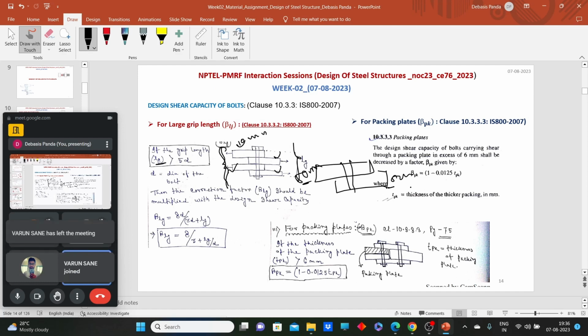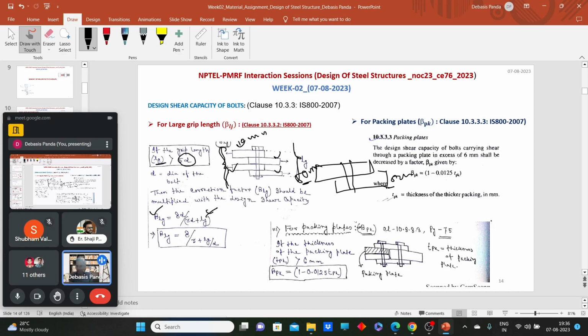If the code says the grip length is greater than 5d, then we call it a large grip joint. And for this type of joint, we need to introduce one reduction factor, and that will be calculated using this equation, 8d by 3d plus Lg. What is that d? d is the diameter of the shank. Lg is the grip length. We can easily calculate the grip length. How many plates or members are there? Just add the thicknesses, and you get the grip length.